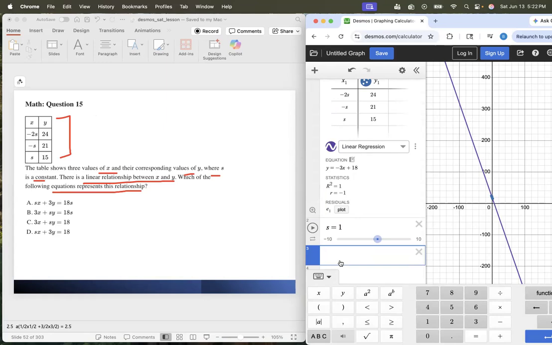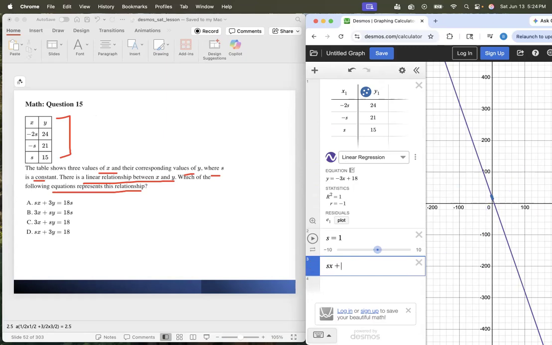So if I say x plus 3y is equal to 18, and S as in Sam, it does not line up. And then you say, okay, I'm going to change this to 3. I'm going to take this to X, and I'm going to make this like that. It lines up really well. So that's B. And therefore, B is our right answer. But this is the easy way to solve the equation.